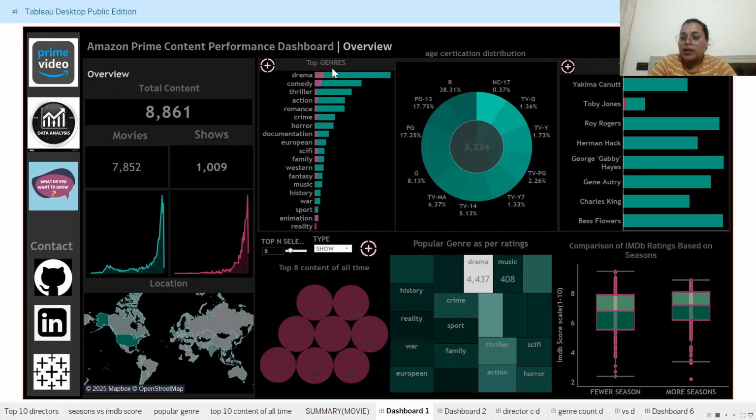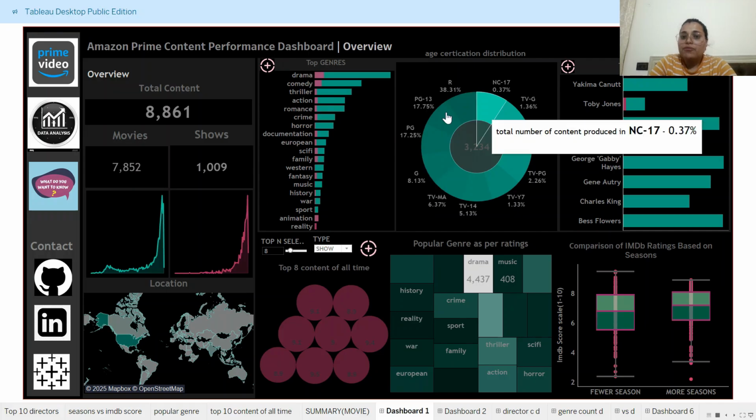For the genre I have made three charts. This is the navigation icon I have added. First we are going to talk about this chart. In this chart we can see drama, comedy, thriller, action, romance. These are the genres that are leading as per the content. For drama, the total for movies is 3956, and for shows it is 481. For comedy, the total shows is 361, and the total movies is 2428.